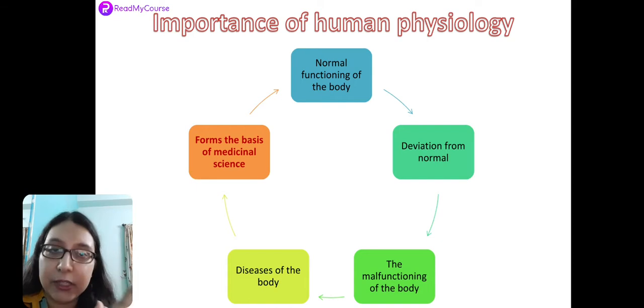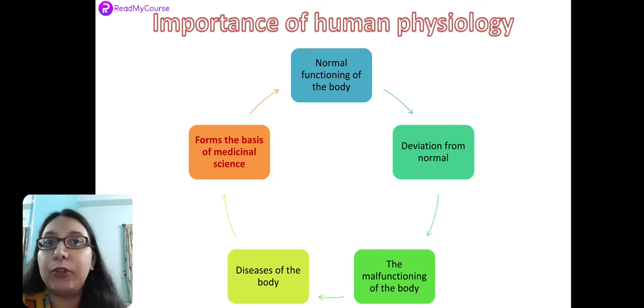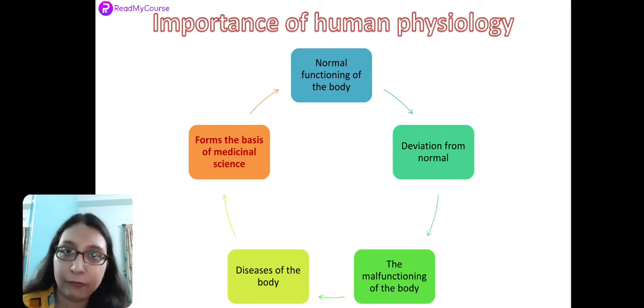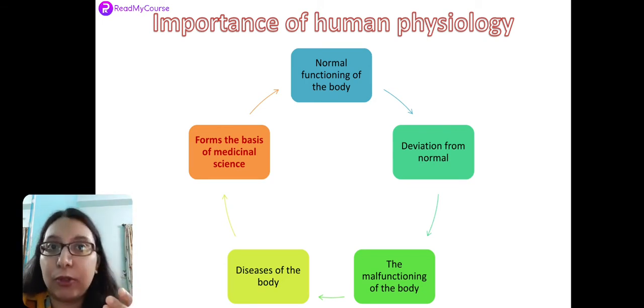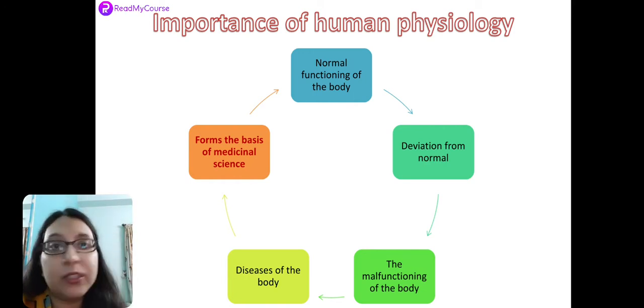Until we can differentiate between what is normal and what is different from that, that is what is abnormal, we will not be able to understand the various diseased processes, the various pathological processes, and the various diseases related to those organ systems. If we don't know the normal things, how can we expect to know the abnormal things? So first we have to learn the normal human physiology. After that, we will learn about the various diseases which happen when the human body is not functioning in the way it is expected to function.